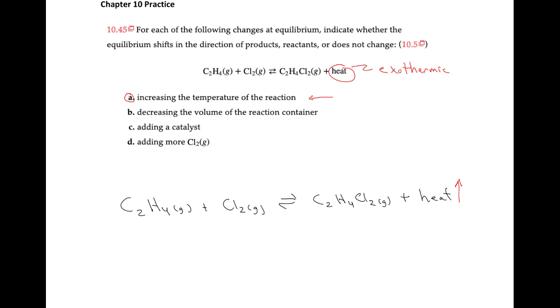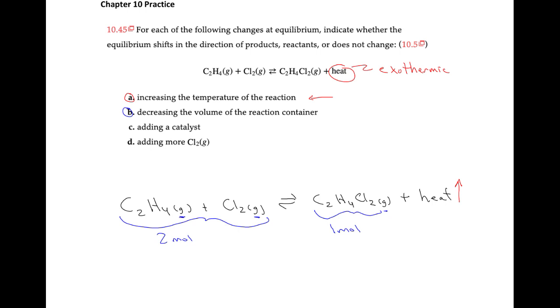so I'll just put an arrow like this. Then if I take a look at B, it says, what happens if I decrease the volume of the reaction container? Well, this is kind of interesting because all the molecules involved in this reaction are gases. So you notice this is a gas, and this is a gas. On the reactant side of the equation, I have a total of 1 mole of C2H4 and 1 mole of Cl2. So that gives me a total of 2 moles of gas. Whereas on this side, I only have 1 mole of gas.